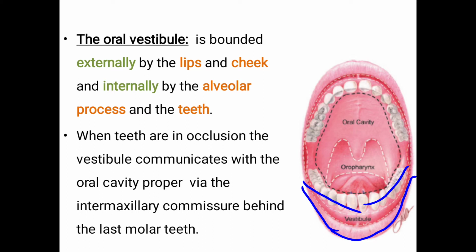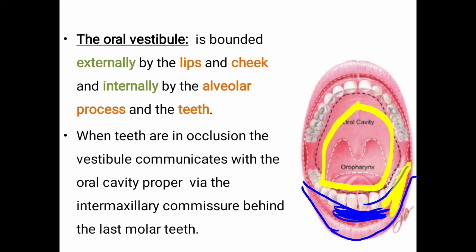The labial vestibule is the vestibule between the anterior part of the ridge and the lip, and the buccal vestibule is the area between the posterior part of the ridge and the cheek. Okay, the oral cavity proper is the area within the alveolar margins of the mandible and the maxilla, these black lines.